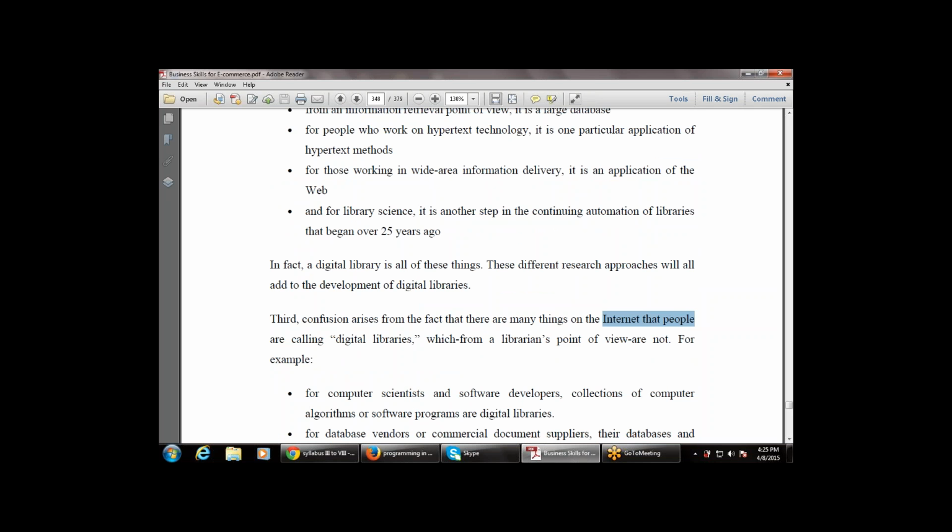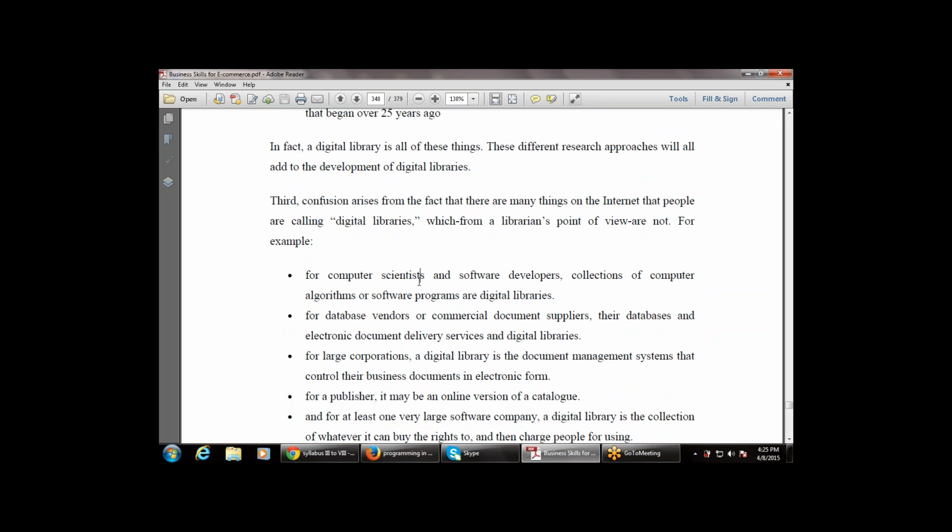So another factor arises from the fact that there are many things on the internet that people call a digital library, which from a librarian's point of view are not. For example, computer scientists and software developers cannot take information from the digital library, because software like C, C++, and high-level programming languages are not compatible with digital libraries.